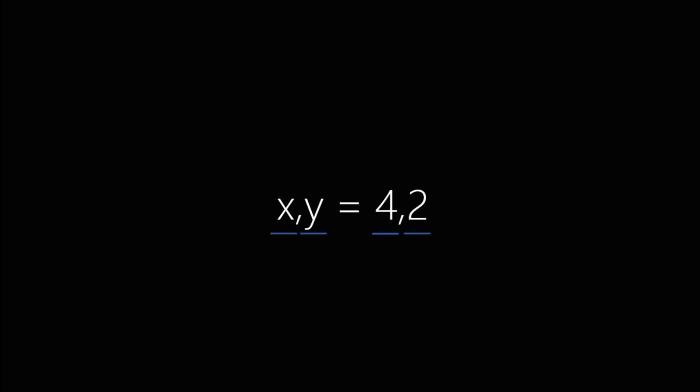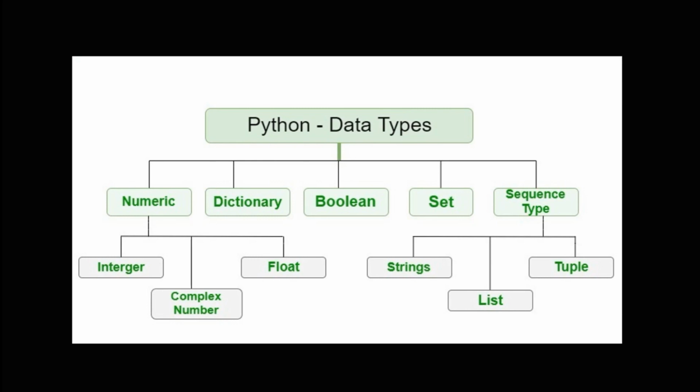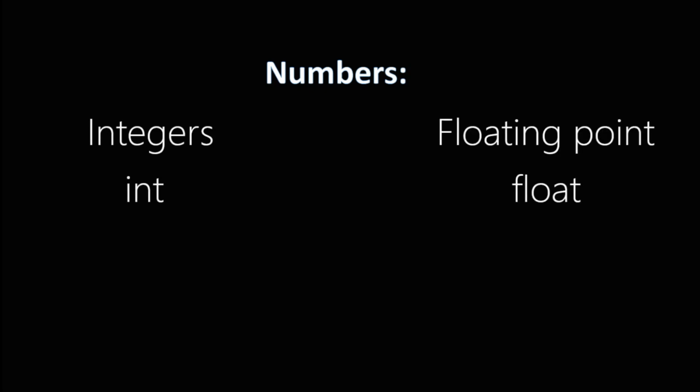In Python, or programming in general, every object has a data type. Python has several data types that can be stored in a variable. Here are some of the important data types. Let's first talk about numbers. In Python, there are two main types of numbers: integers and floating point numbers. They are defined as int and float.